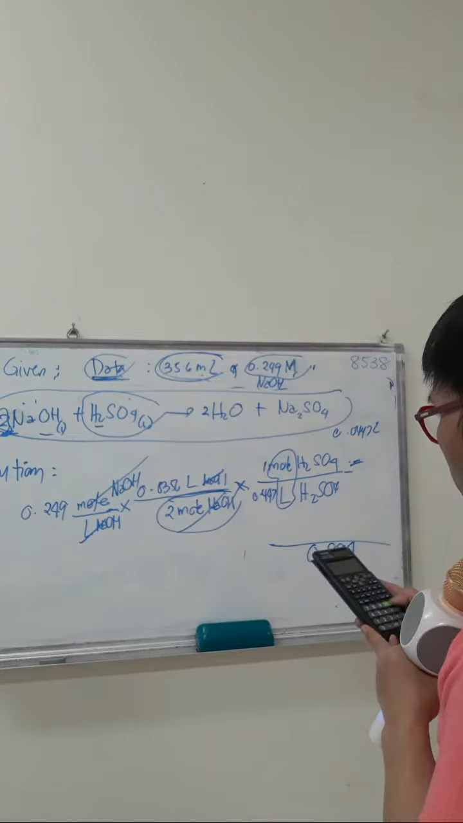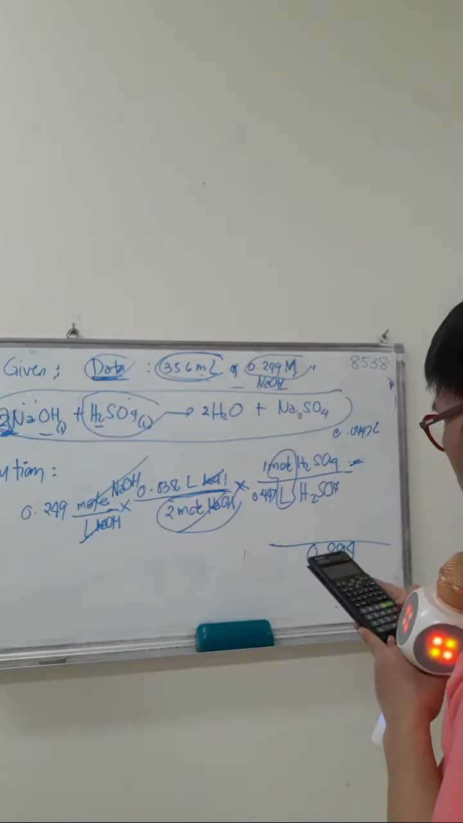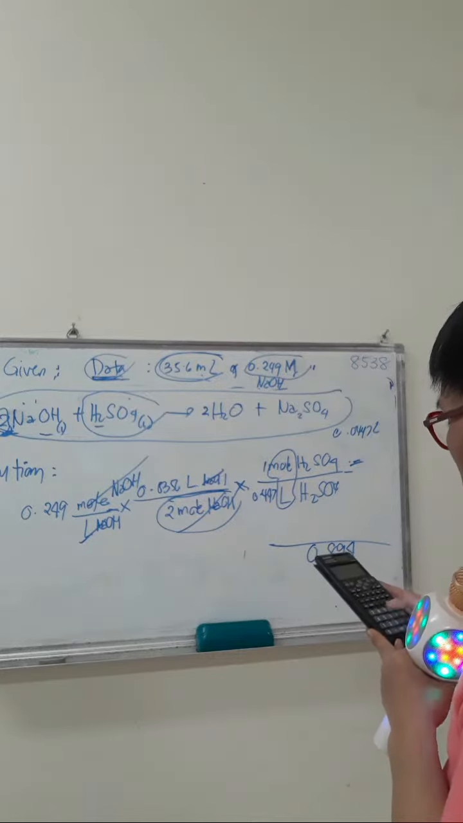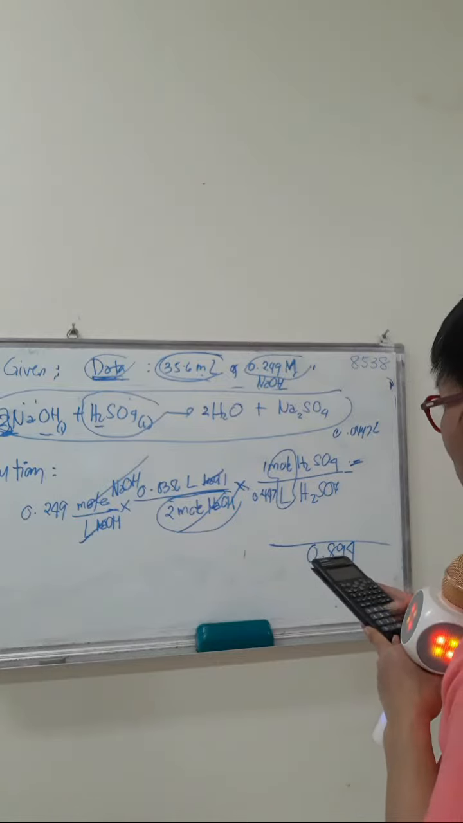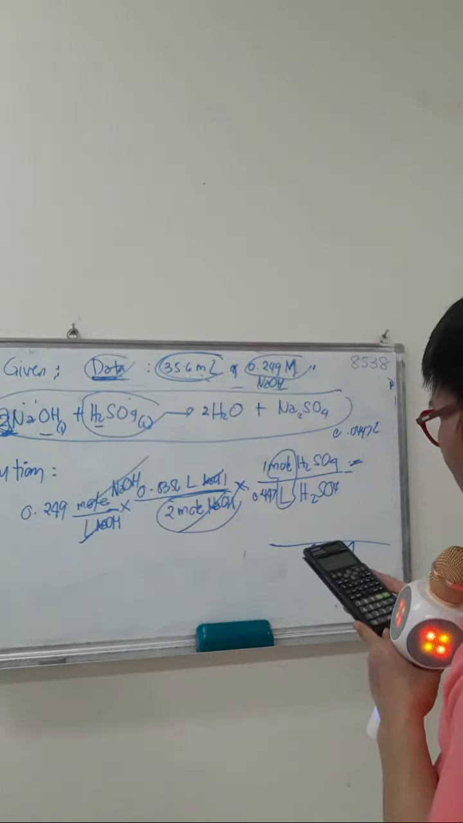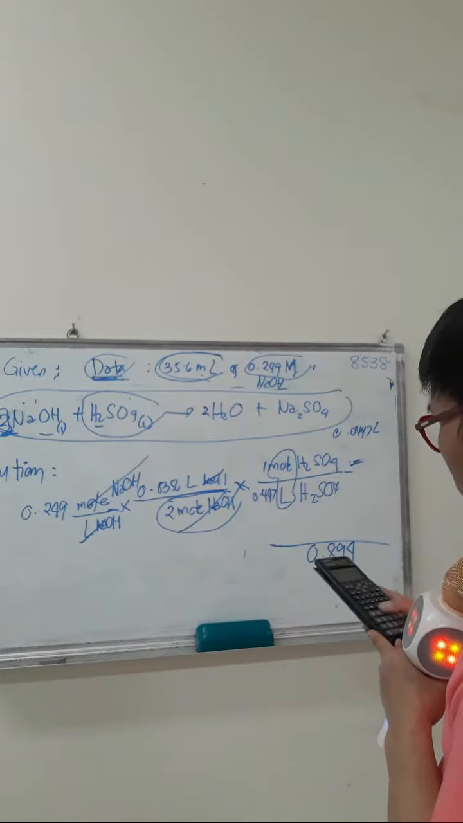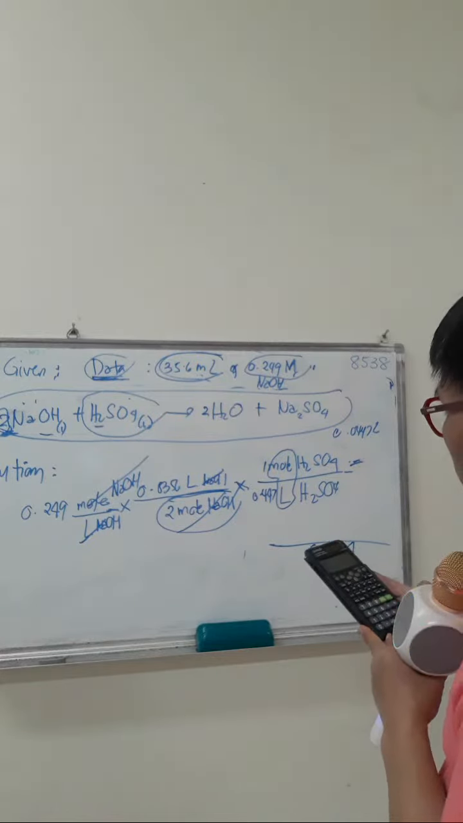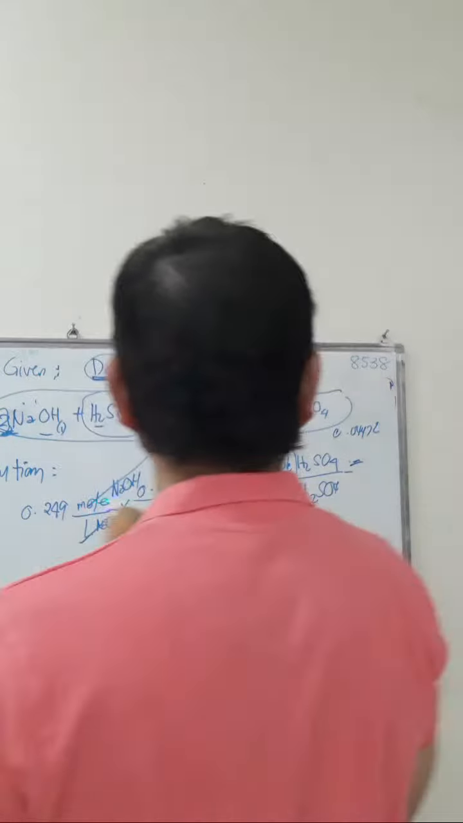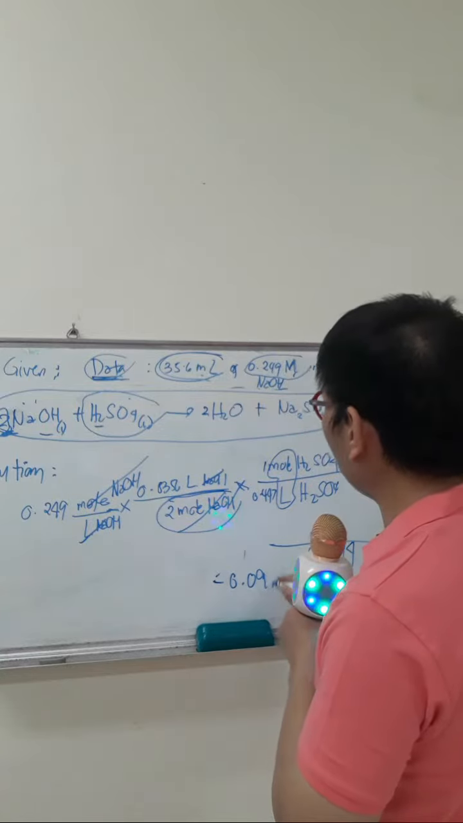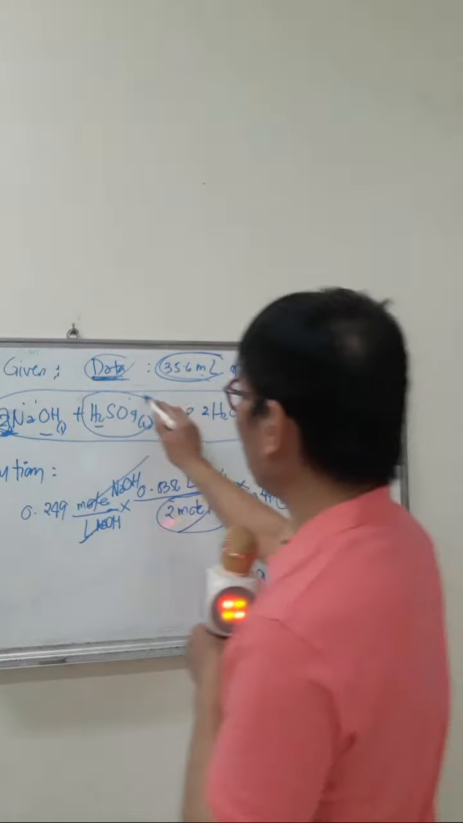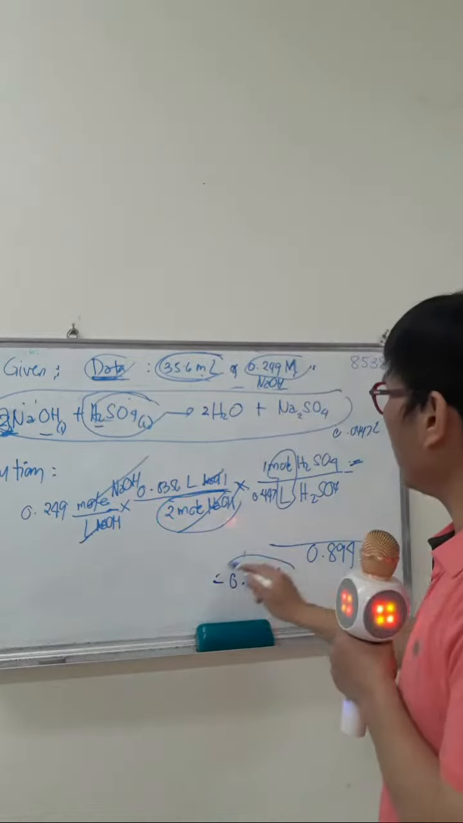Memory in, then memory recall. Divided by 0.0894, it is 0.9. That is the molarity of sulfuric acid.